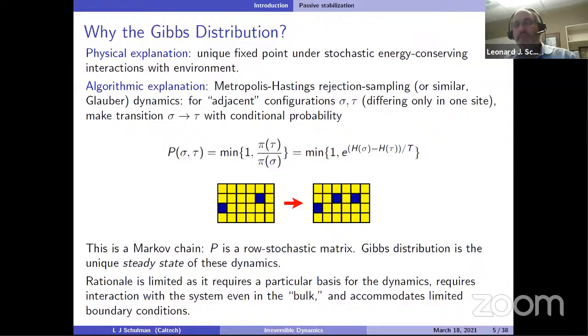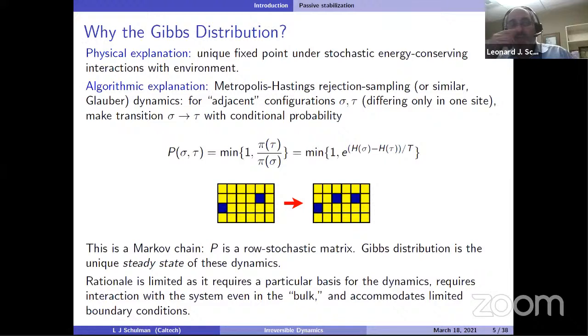So there's really two explanations why we come across these all the time. So there's a physical explanation, that this is actually the unique fixed point when you're in what's called the canonical ensemble. You're in contact with a heat bath at a particular temperature. Okay, but you can still trade energy with the environment and nothing else. Everything else gets forgotten. Then this is actually a unique fixed point of distribution.